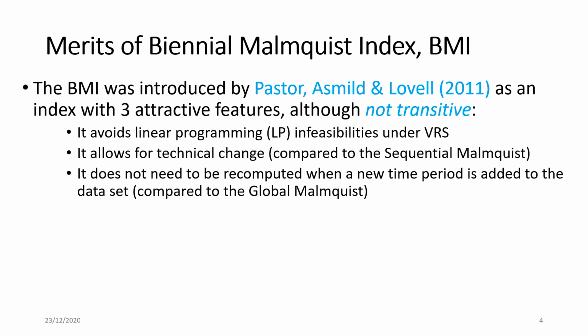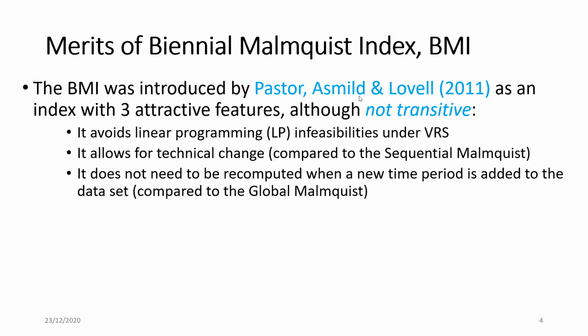So it avoids that. The other thing is that it also allows you to compute technical change. First of all, productivity is decomposed into efficiency change, which we call the catching up to the frontier, and then the other one, which is the technological change or technical change, and that one is called a frontier shift. Now, the Biennial Malmquist allows for that, in comparison with the sequential Malmquist. Even though the sequential Malmquist may be transitive, it suffers from the technical change situation.